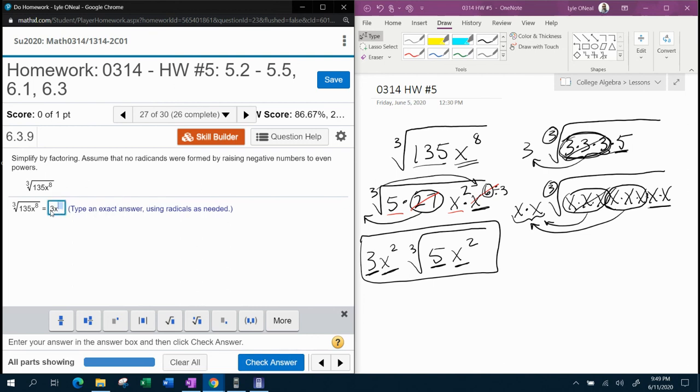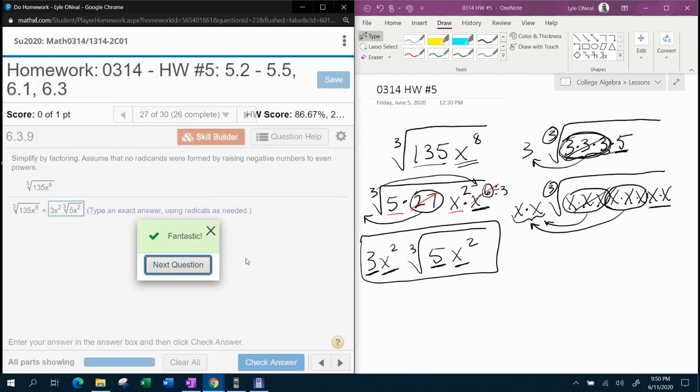Now, let's see if I'm right. 3x to the second. We need to do a cube root, and that's going to be this guy, nth root. And I'm going to need to fill in the index with a 3 and the radicand with a 5x squared. Check it out. Man, I hope that was helpful.